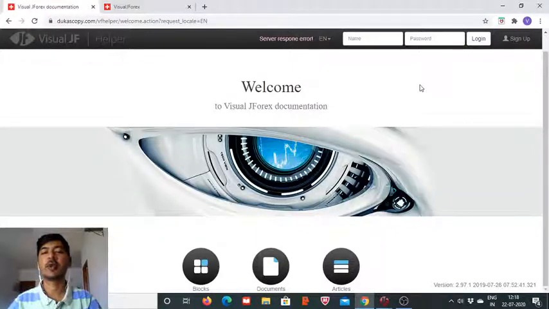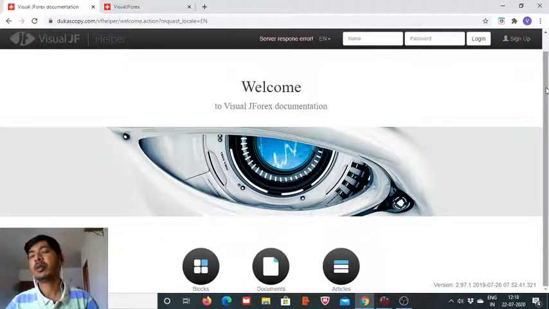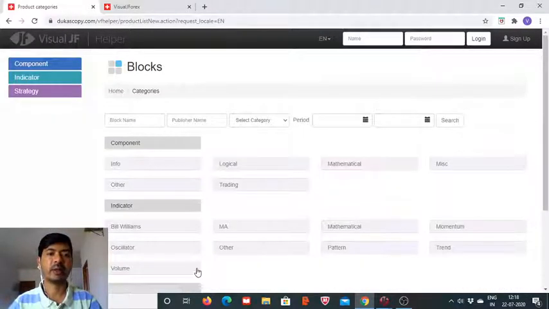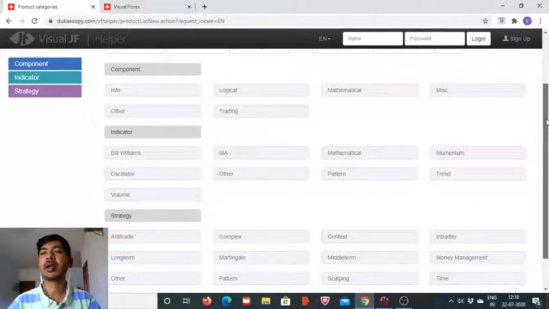In today's session of Visual JForex, we are going to go into the details of the Williams percentage R. This is a technical indicator developed by Bill Williams, and this is the last part of this series in which we have taken into consideration various trading indicators which were developed by Bill Williams.